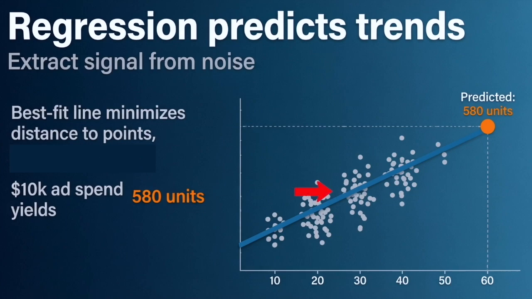It extracts the underlying signal from noisy data by fitting a line or curve that best represents the overall pattern. In linear regression, the model determines the line of best fit by minimizing the distances, known as residuals, between the observed data points and the predicted values on the line. This process, called least squares, minimizes the sum of the squared residuals, resulting in the most accurate prediction of the relationship between the input variables and the target variable. Regression is widely used for forecasting, trend analysis, and predicting continuous outcomes such as house prices, sales, or temperature.